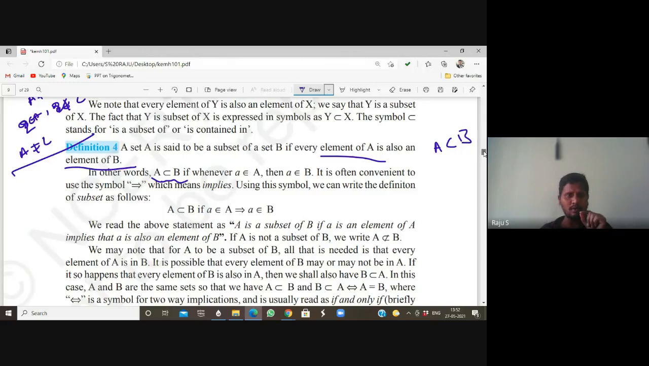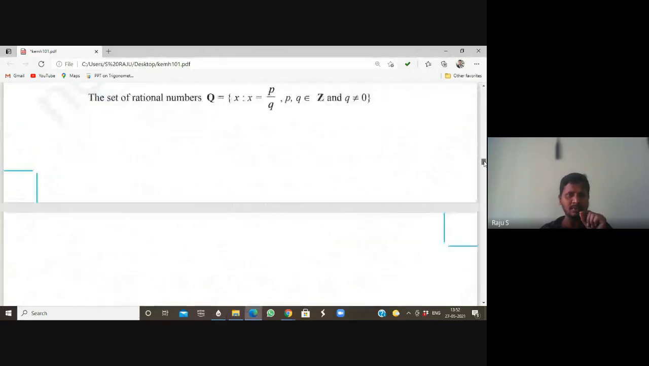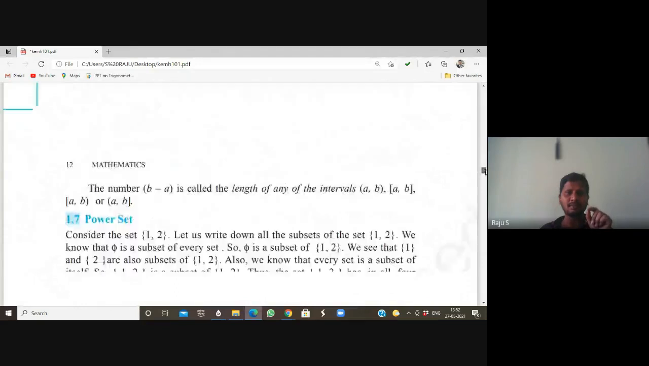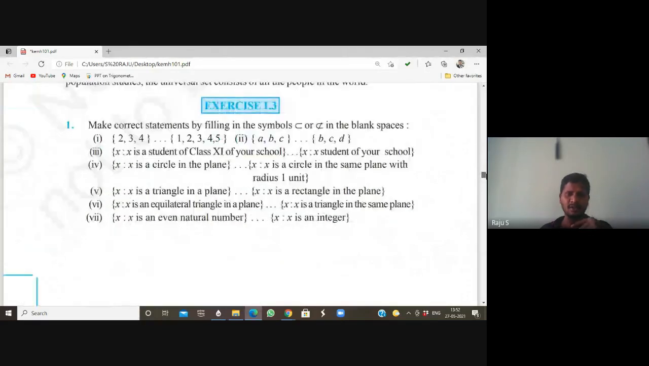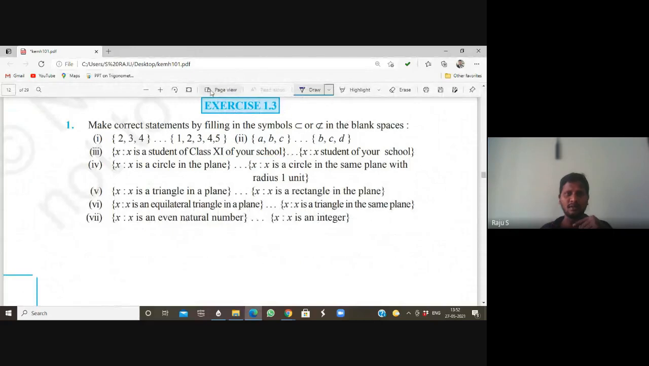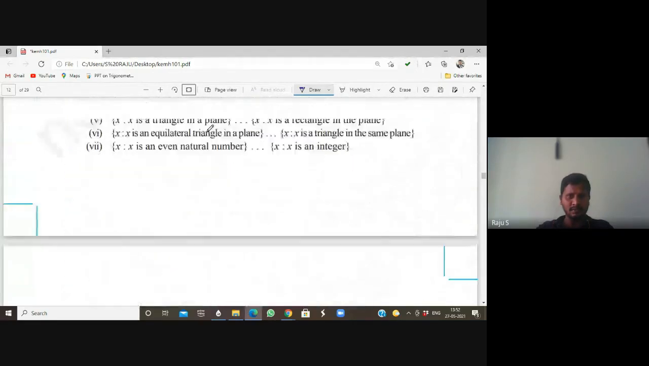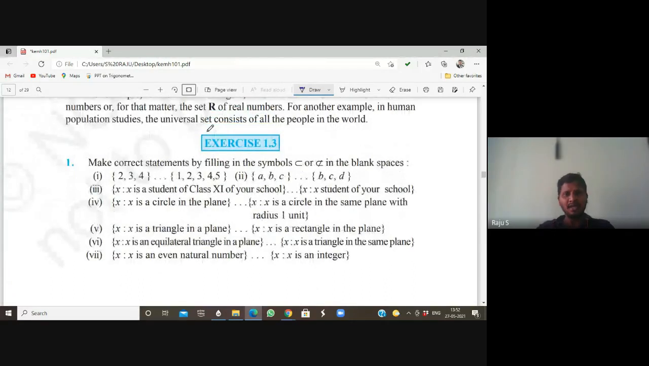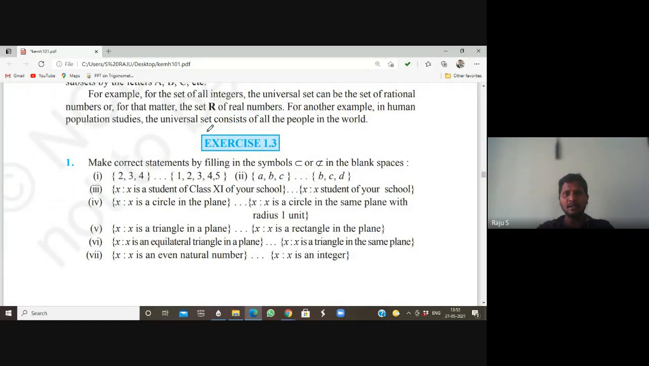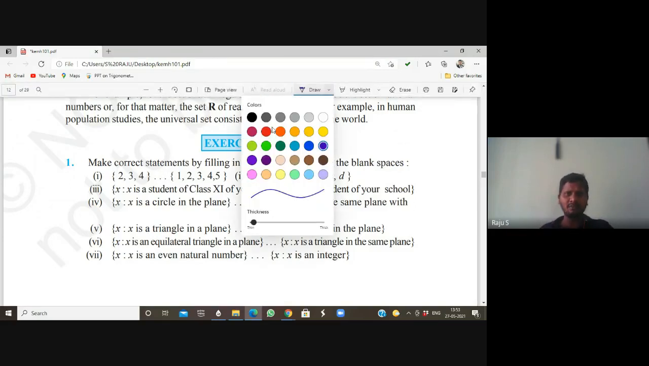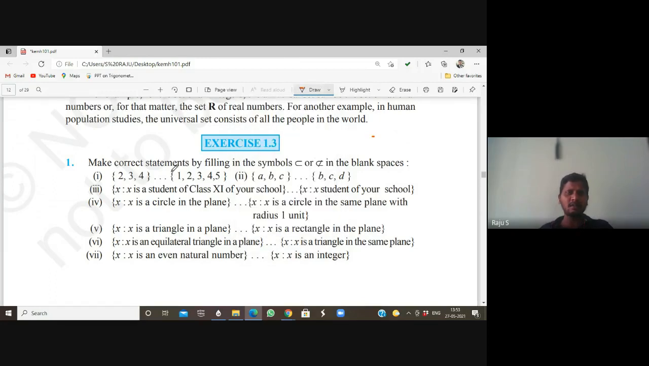Fine. Now, I hope that you got an idea about belongs to and subset to. Those properties I will write later: A subset to B, B subset to C, then A subset to C or not, and all that. Okay, now let's see all the questions first. Make correct statements by filling in the symbol subset or not subset in the blank spaces. Now anyone, what can we fill here, whether subset symbol or not subset?